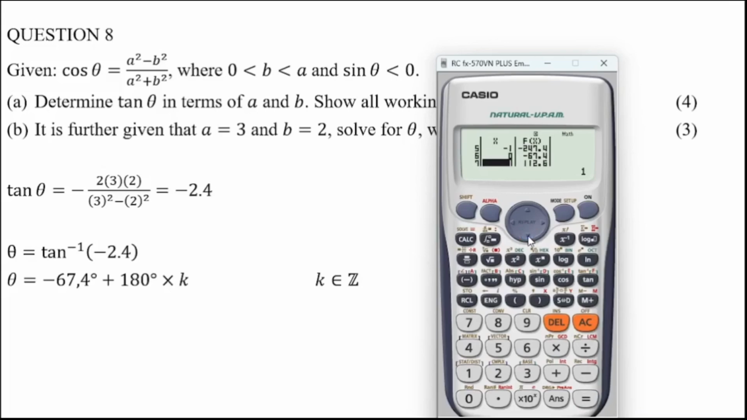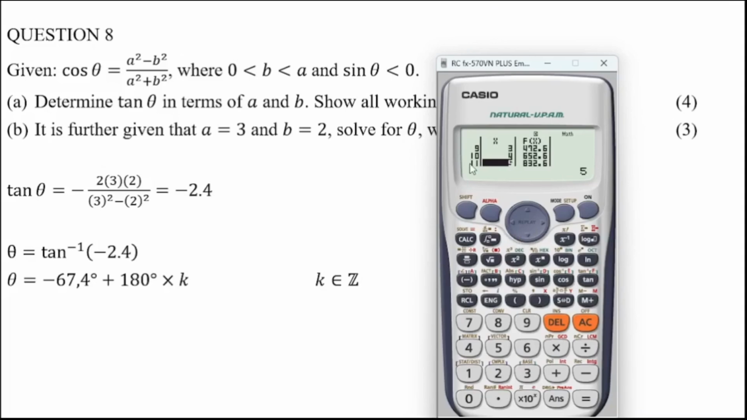Our domain is from 0, so we're going to start from 112 there. We're going to discuss this, right? It's not all of them that are going to be the solution. So here: 292.6 degrees, 472.6, 652.6, and then 832.6, like that.